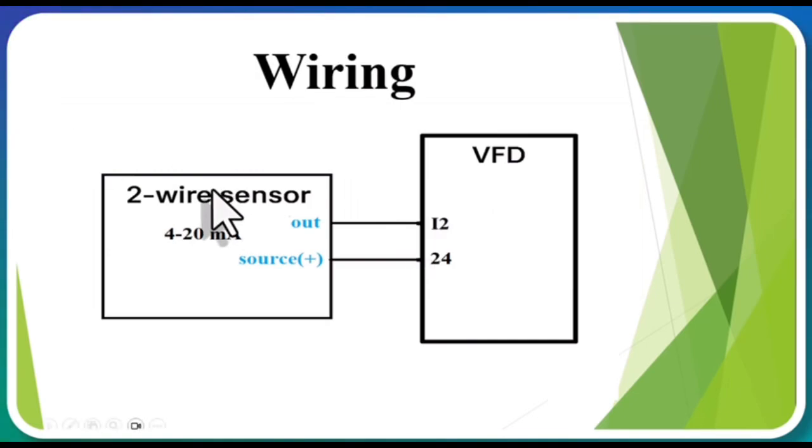For example, if we want to connect a 2-wire pressure sensor that outputs 4 to 20 milliamps to the inverter, we need to connect the sensor's output to the I2 terminal and its positive terminal, source, to the inverter's 24-volt power supply. If we have a controller with a 4 to 20 milliamp output and its own power supply, and we want to connect it to the inverter, we should connect the controller's output to the I2 terminal and the controller's negative to the CM terminal. In this case, since the 2-wire sensor doesn't have its own power supply, we connect its output to I2 and its source to the inverter's 24-volt terminal.